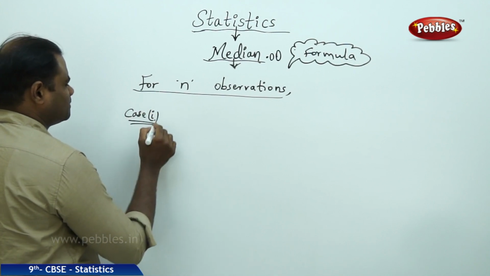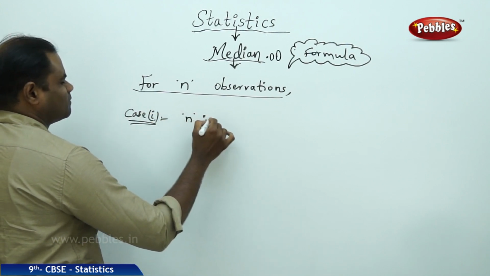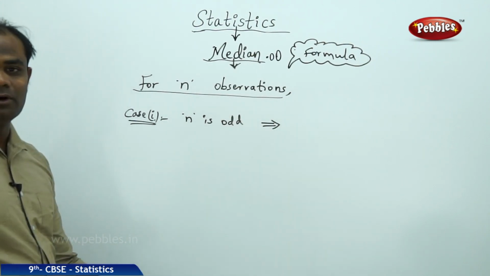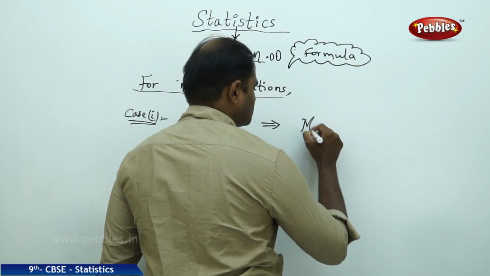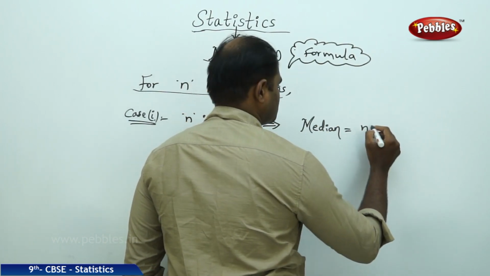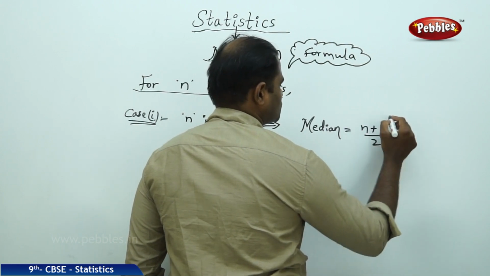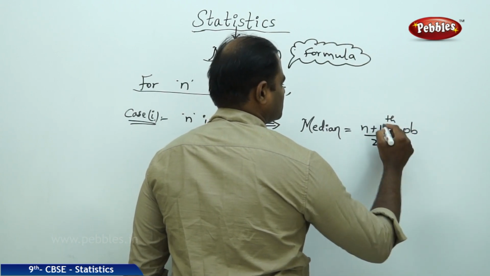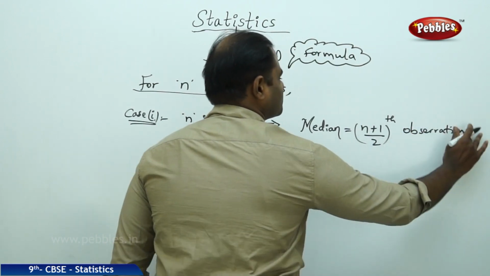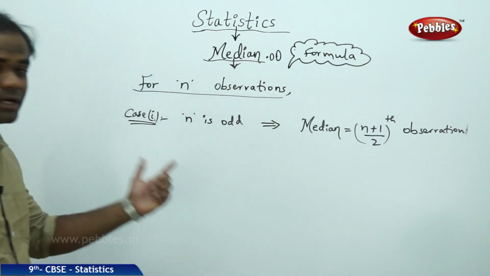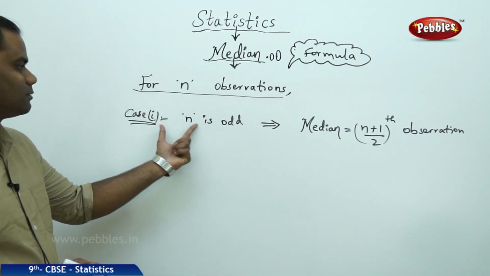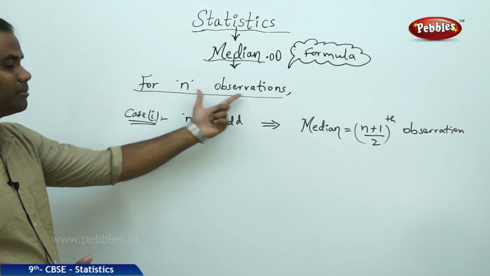case 1, n is odd. If n is odd, implies median is n plus 1 by 2th observation, is how we understand the formula. Median is n plus 1 by 2th observation, where n is the number of observations.